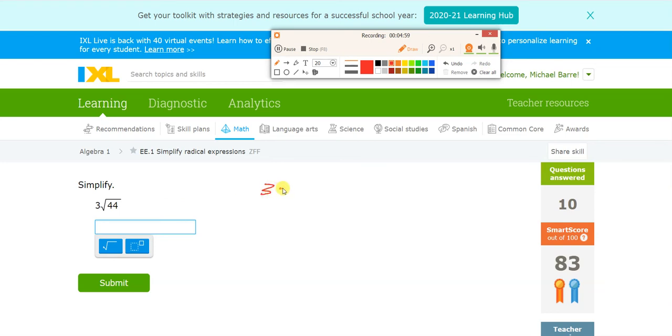Whatever I get, I'm going to multiply it by 3. 44 is 4 times 11. The square root of 4 is 2. 3 times 2 is 6. So 6 square root of 11.